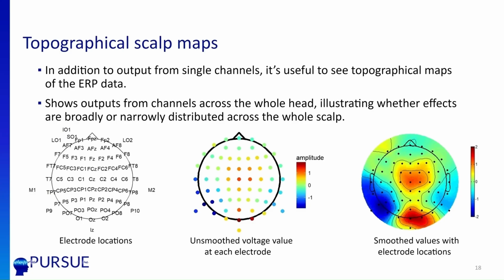It can be seen from the pictures on the slide how topographic scout maps come to be. First, the electrodes record electrical activity. At a certain point in time, the unsmoothed voltage is recorded by each electrode. The voltage of each electrode is assigned a color represented on the amplitude legend in the middle figure. Finally, the voltages are smoothed out, forming the final product seen in the rightmost image.